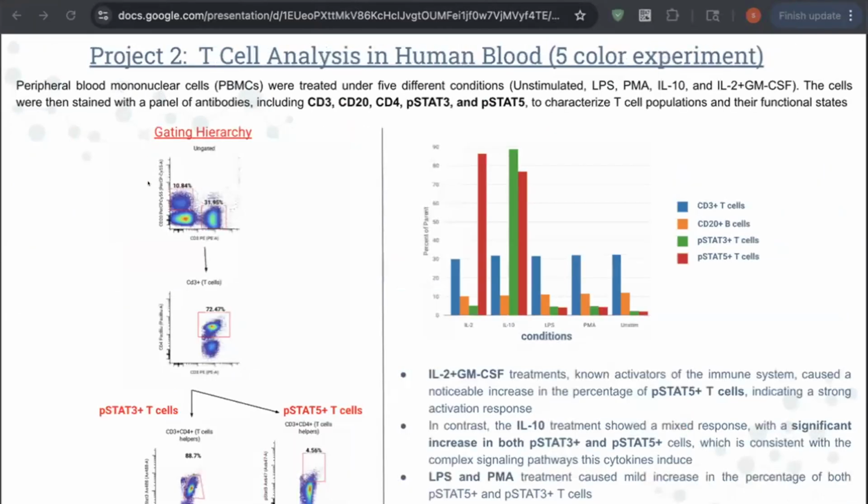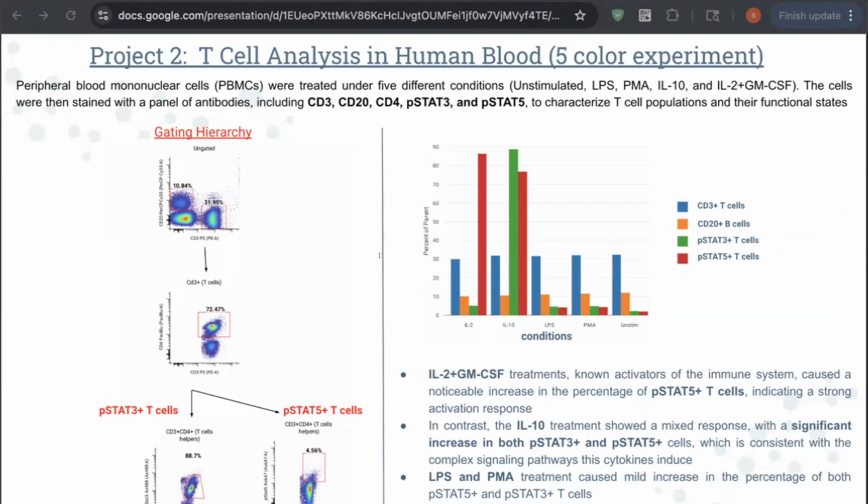Okay, I will now explain our second project, which is a multicolor flow cytometry experiment focusing on T cell analysis in human blood. This was a significant step up from our previous work, allowing us to apply our skills to a more complex and clinically relevant problem.